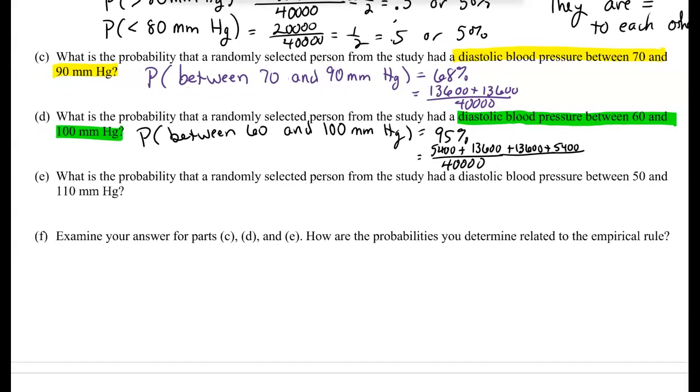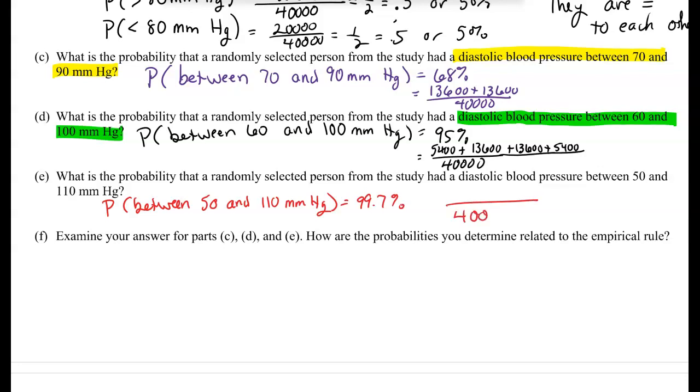What's the probability that a randomly selected person from the study has a diastolic blood pressure between 50 and 110 milligrams of mercury? Now, guys, again, should we know this without having to think too hard about it? So the probability of being between 50 and 110 milligrams of mercury. Okay, talk to me. What do you guys know? Probably this is so easy. What are you going to tell me? Yeah, it's your 99.7%.